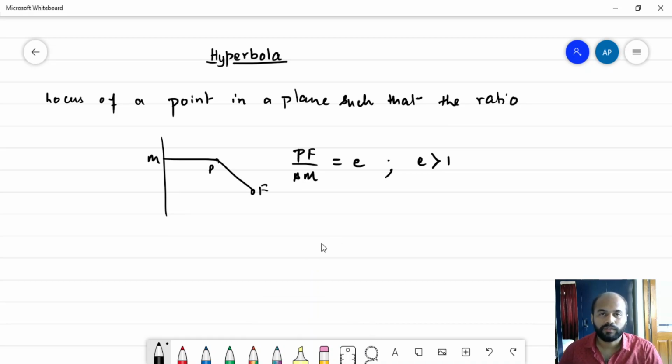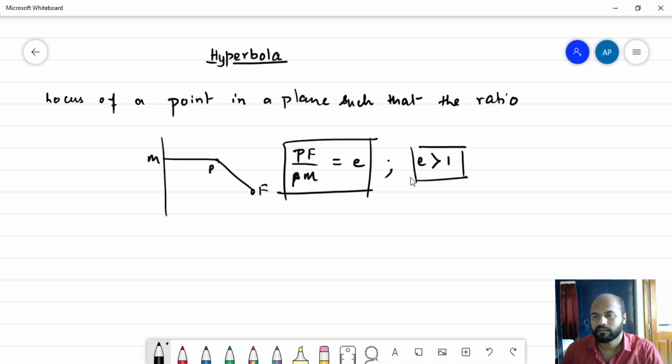Now what is hyperbola? We first need to define this curve and only then we can study its specifications. It's defined as the locus of a point in a plane such that the ratio PF by PM is equal to e. So this is a constant ratio PF by PM, and such that this eccentricity is greater than 1. In the case of ellipse, it was less than 1. Here in this case, it is greater than 1. So that is the difference between ellipse and hyperbola.